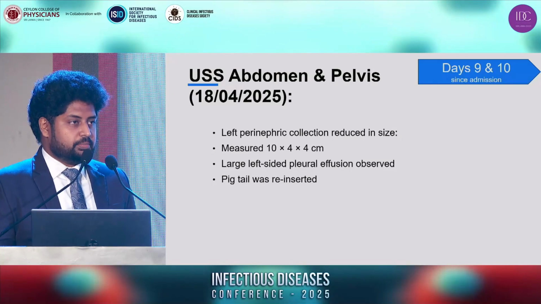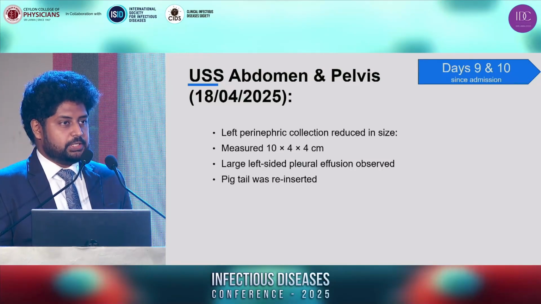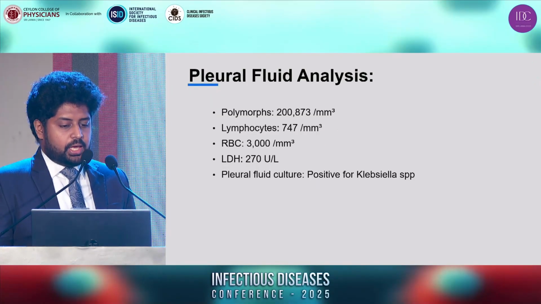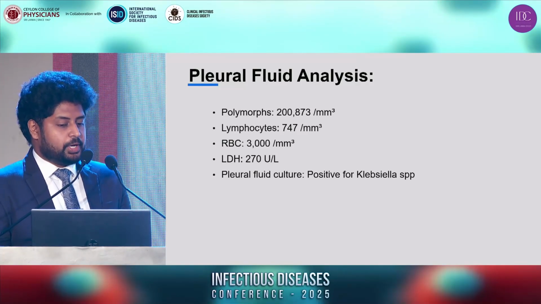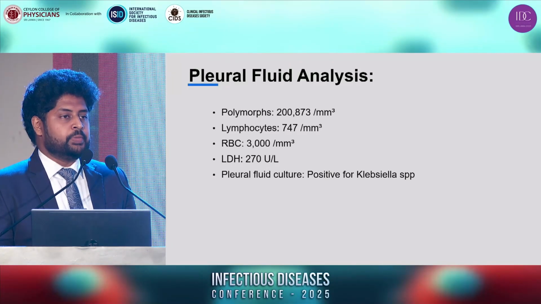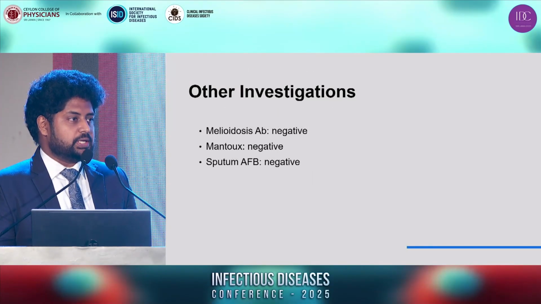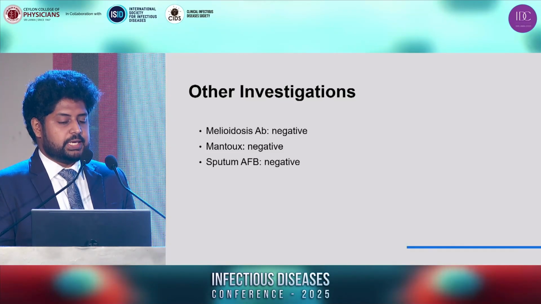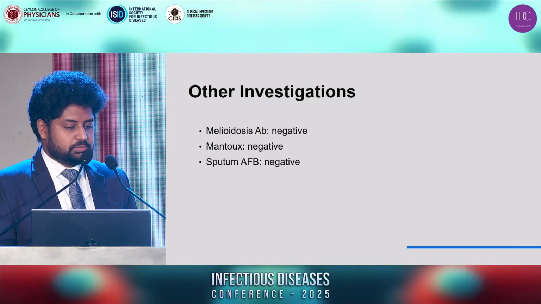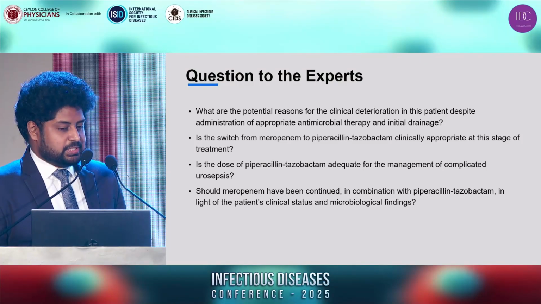Because at this time the pigtail was dislodged, it was reinserted with the help of the interventional radiology team. The pleural fluid analysis showed a clear pyothorax with polymorphs of more than 200,000, LDH was 270, and the culture again grew Klebsiella. We did additional investigations as well, considering the complicated nature of this patient's case. However, melioidosis antibodies were negative, and it was negative for tuberculosis screening as well. So now we come to the next set of questions.